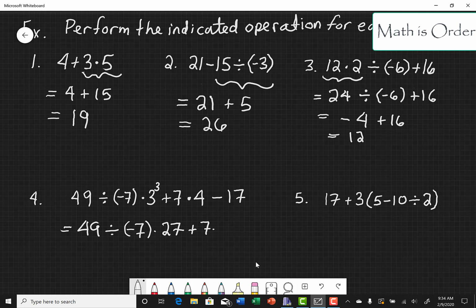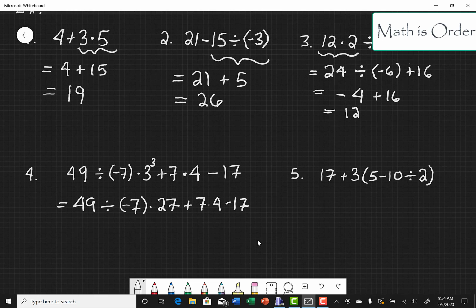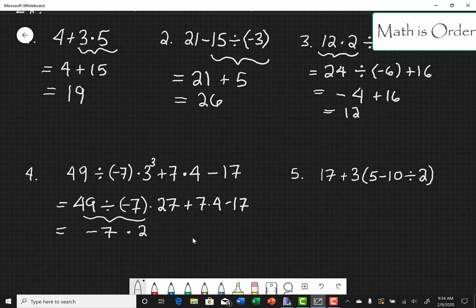Rewrite all other parts of the expression. And now we proceed from left to right, multiplication and division. And on the far left here, we see that that is what's to be done first. So 49 divided by -7 is going to give us a -7. And then rewrite all of the other parts of the expression, just taking your time.